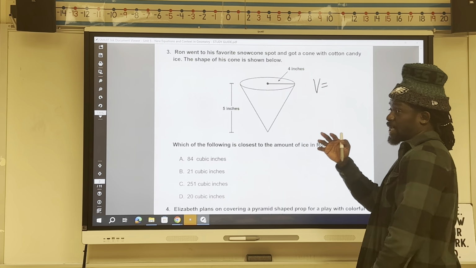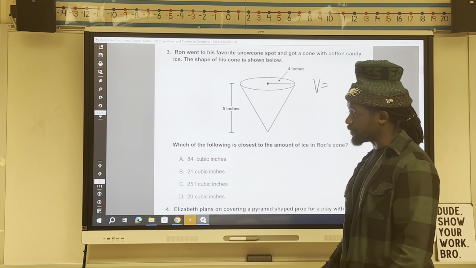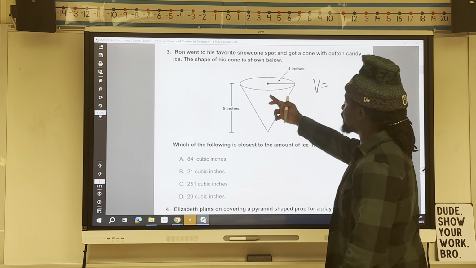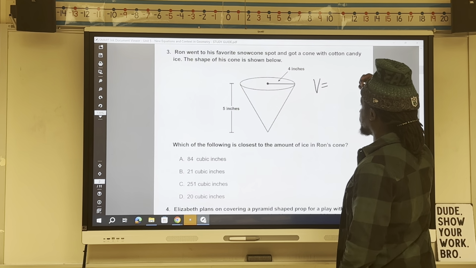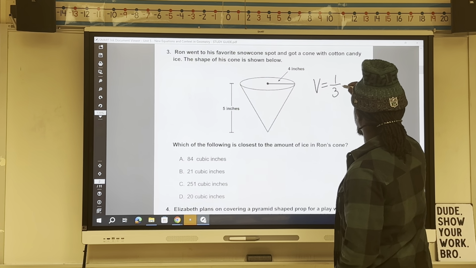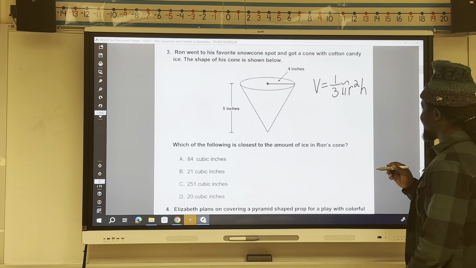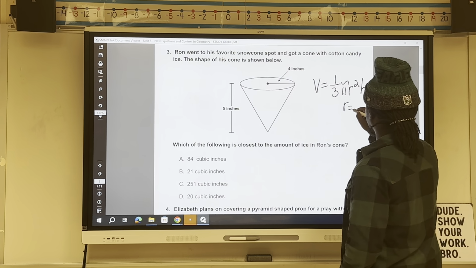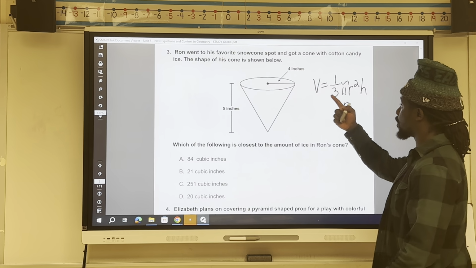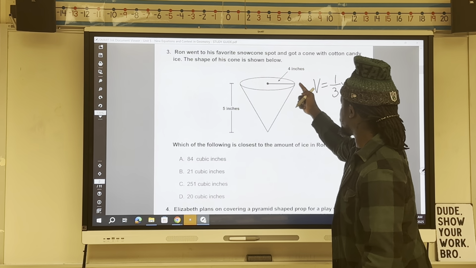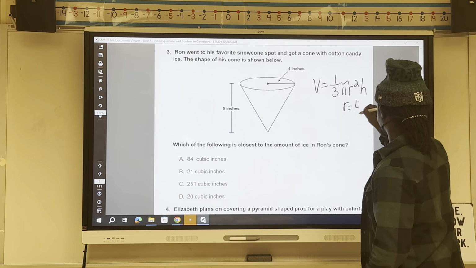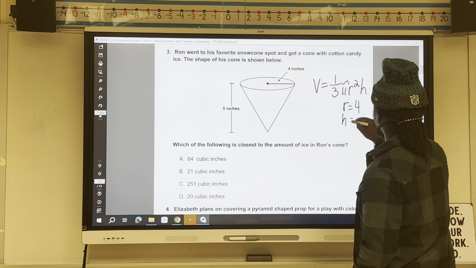And the shape I have is the cone. I'm going to go to my formula sheet and find the volume formula for the cone, and it is 1/3 times pi r squared times the height. Then I have to figure out what r equals. R equals the radius. The radius goes from the outside of the circle to the middle. That is 4. The height is 5.